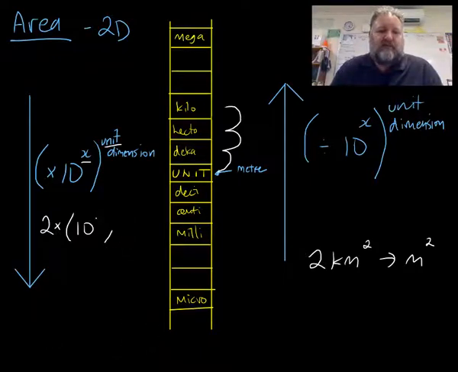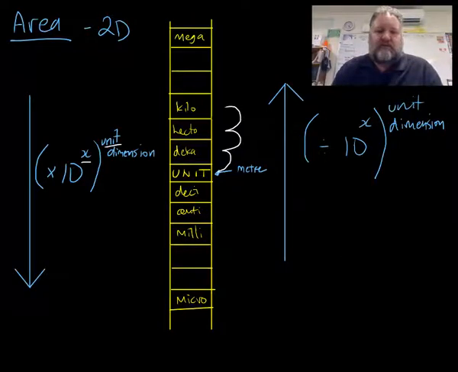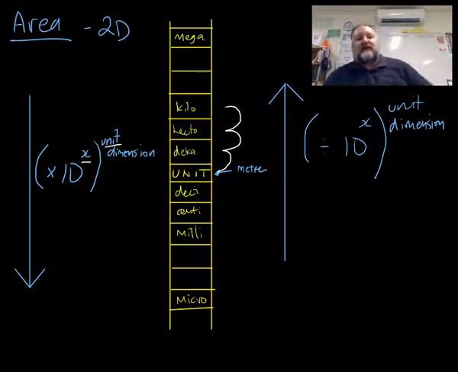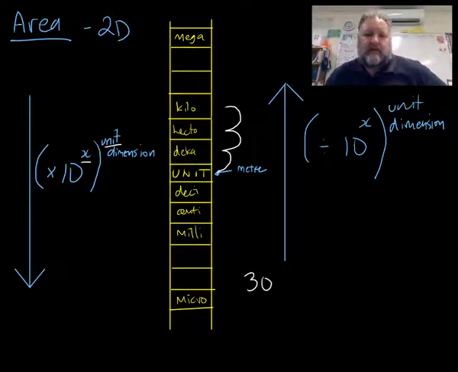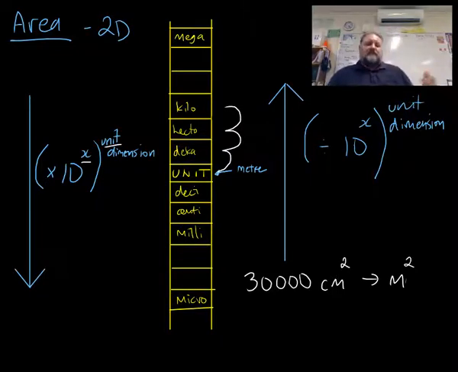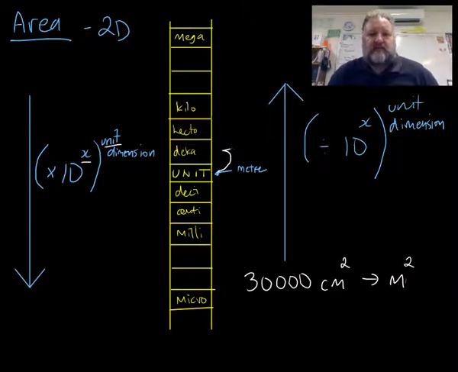Now, I want to make sure that we can do this successfully. So I'm going to have 30,000 centimetres squared, and I want to know how many metres squared that is. I don't need that bit, I just need the m with a 2. Okay, so once again we will need to clean up these jumps from before, and we will need to look at where we're going from and where we're going to. So here I'm starting at centimetres and I want to go to metres.